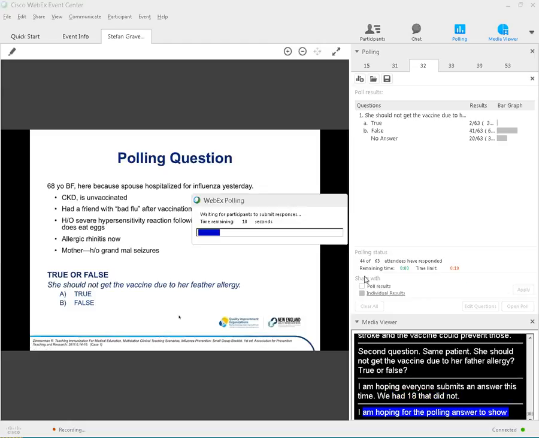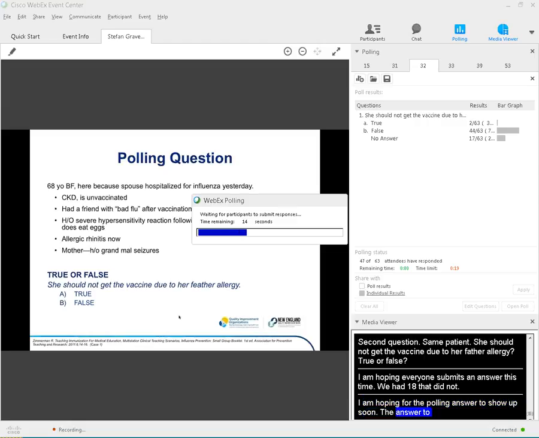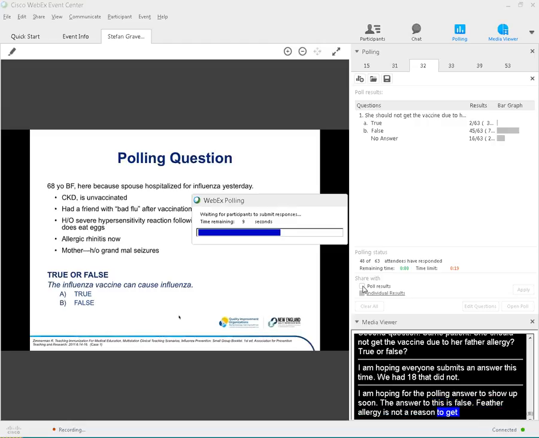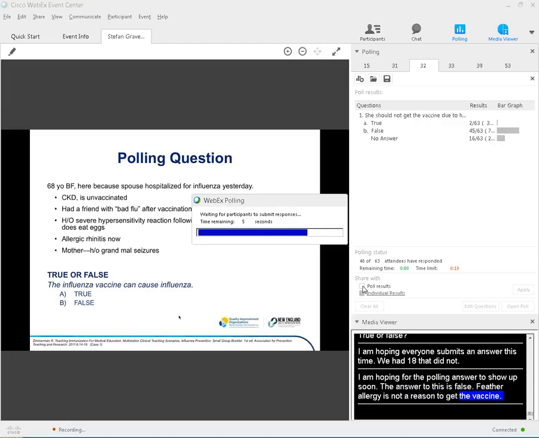The answer to this is false. Feather allergy is not a reason to not get the vaccine. I want to show you the next question here, same patient. The influenza vaccine can cause influenza. I'm ready for the polling question to come up, true or false?